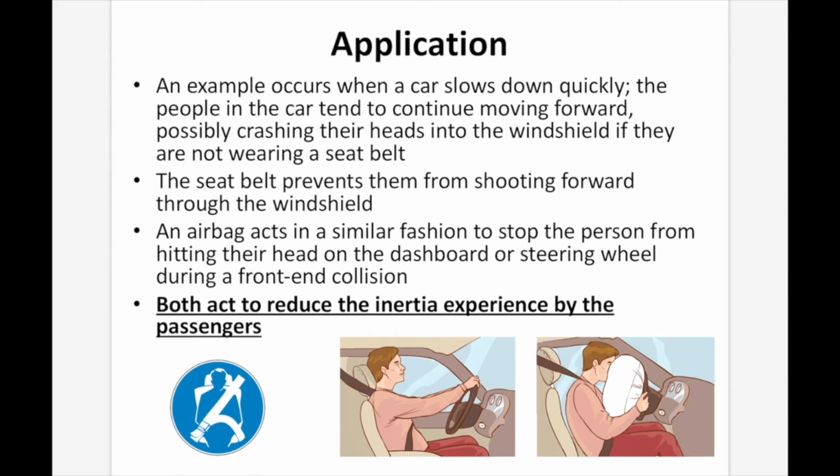So in the bottom picture on the right, you'll see that as the person continues to move forward, the seatbelt is going to cause an external force acting to the left, keeping the person in their seat. Airbags act in a similar fashion to stop the person from hitting their head on the dashboard or steering wheel during a front-end collision. Both of these things act to reduce the inertia experienced by the passengers.